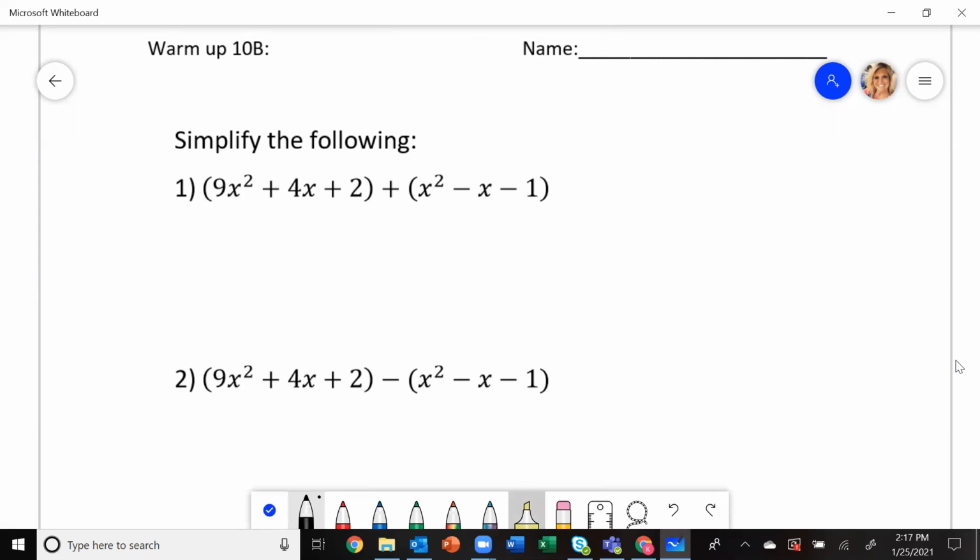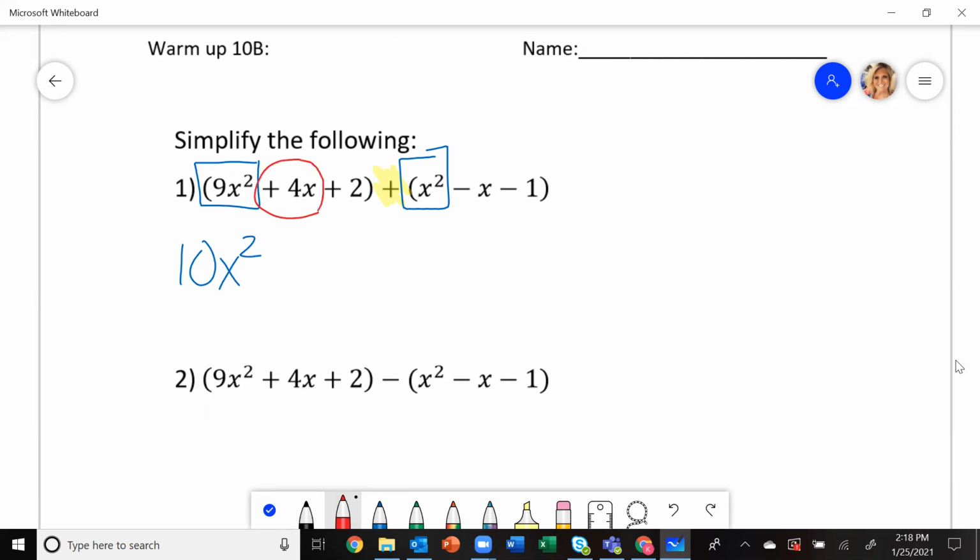So the first thing you need to notice in number 1 is that there's a plus sign in between them. When there is a plus sign in between these two trinomials, we can ignore the parentheses and we will just combine them the way that they look, meaning that I have 9x squared and I have a 1x squared. 9 plus 1 gives me 10x squared.